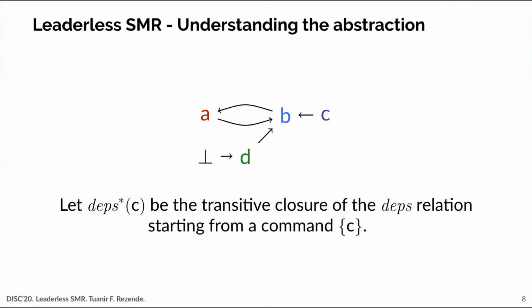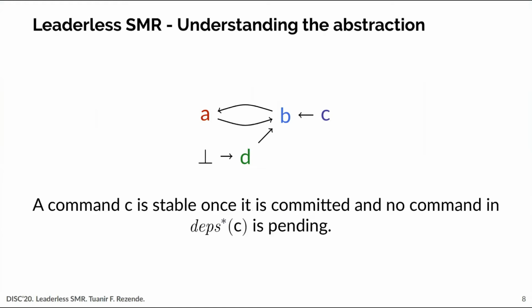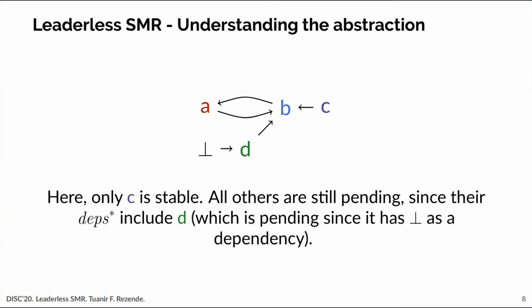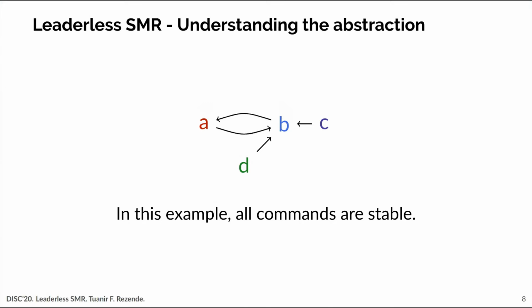Let depth star of C be the transitive closure of the depth relation starting from a command C. A command C is considered stable once it's committed, and no command in depth star of C is pending. Here we can see that only C is stable, because all the other commands are still pending, since their depth star actually includes command D, which by the way is pending since it has bottom as its dependency. In this example, all commands are stable.